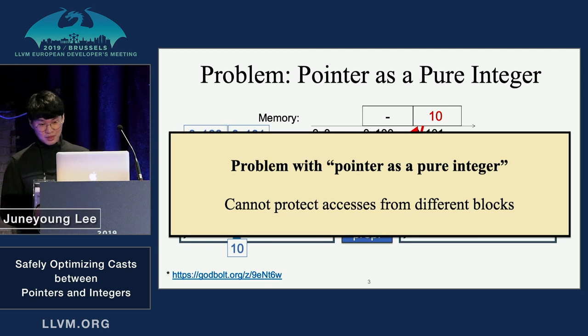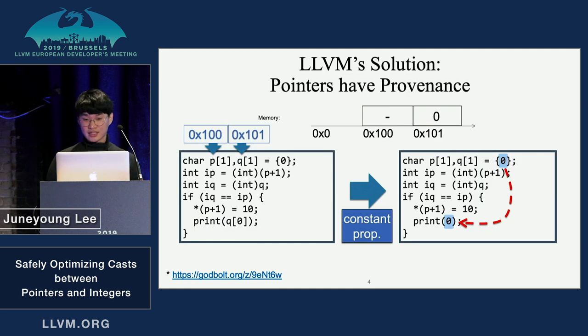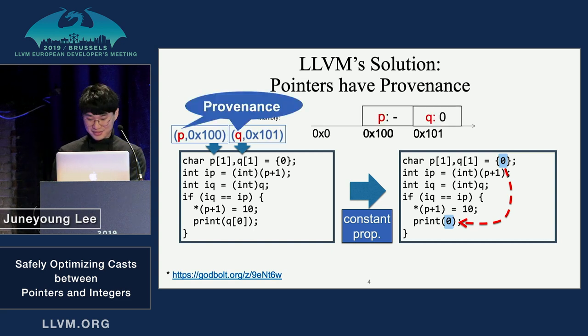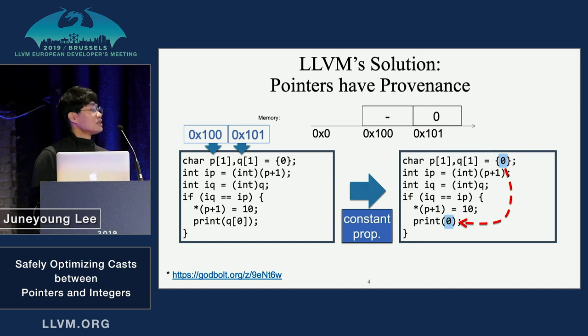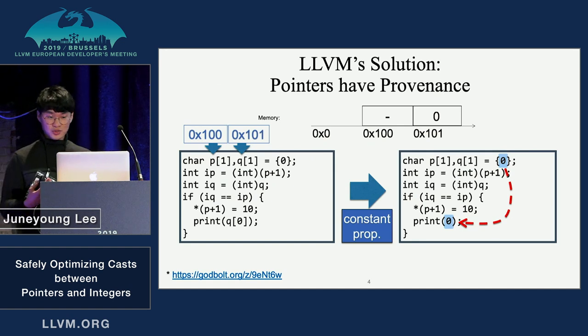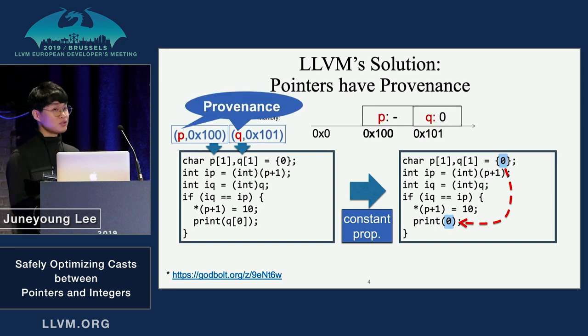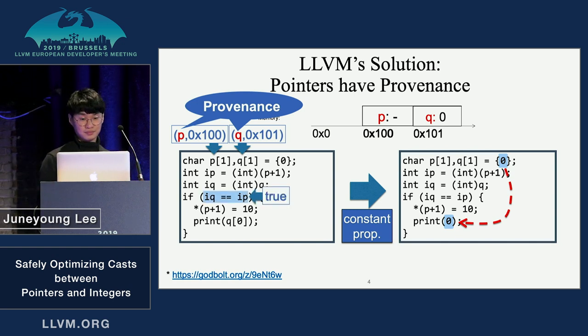The problem with regarding a pointer as a pure integer, as you've seen in this example, is that we cannot protect accesses from different blocks, like p and q in this case. In order to resolve this, if we have provenance for pointers, then we can naturally explain this. Now, each pointer tracks what is the base object of the pointer. For example, there are two objects, p and q. And also, each byte records what object is allocated at the address.